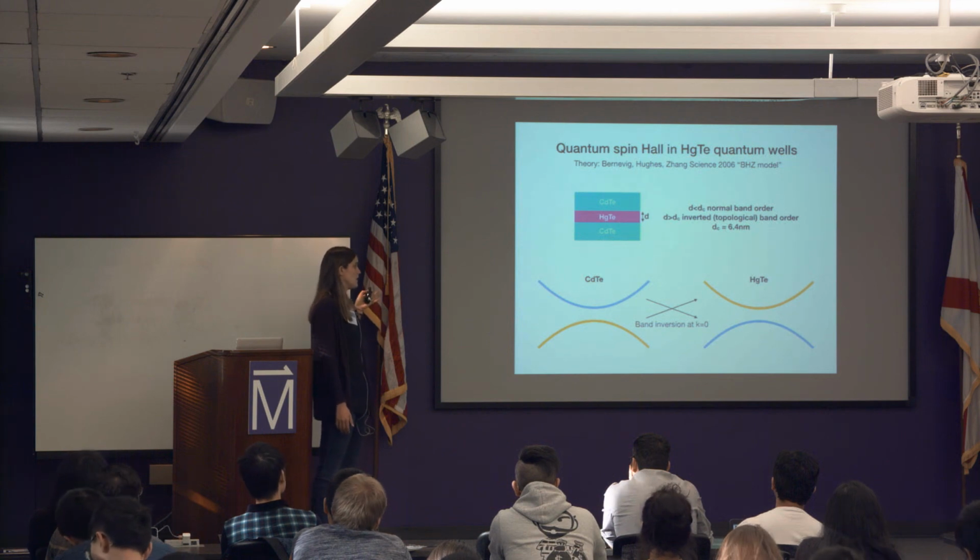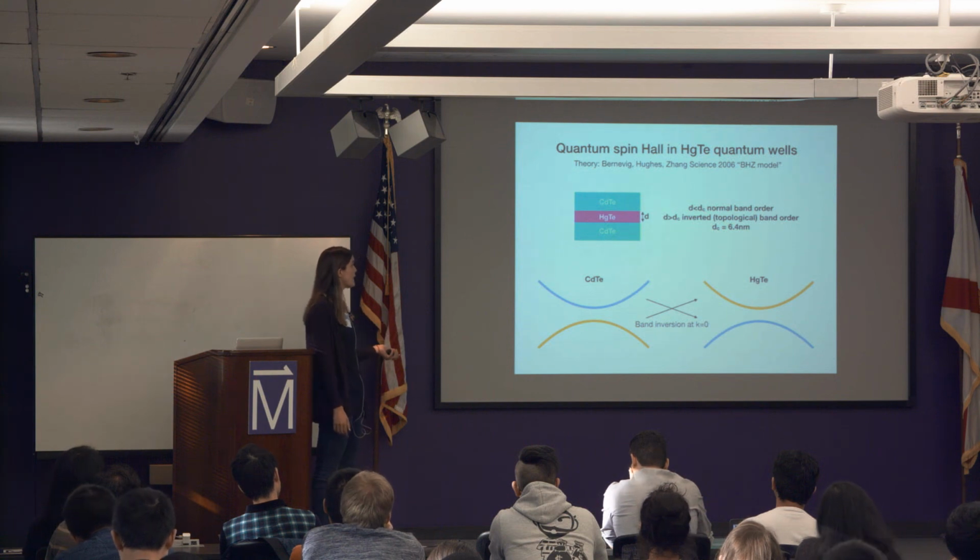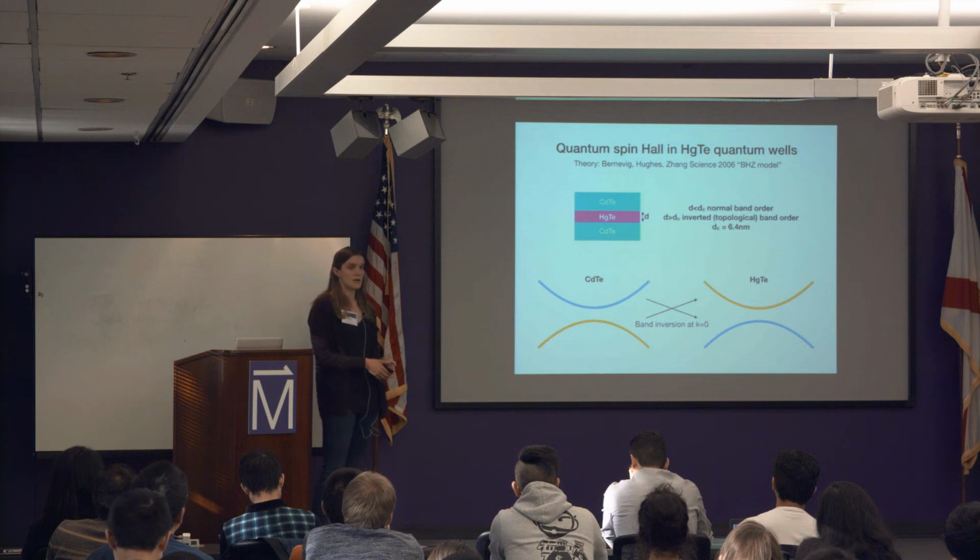And so the actual case, which is considered to be the physical realization of the quantum spin Hall effect, is in these mercury telluride, cadmium telluride quantum wells.